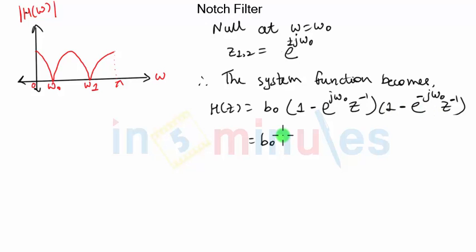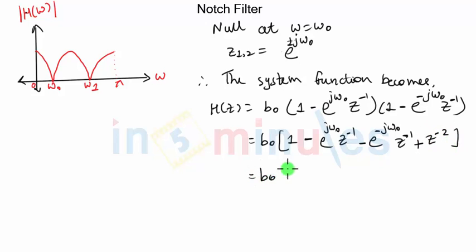If I expand this, I will get b naught times 1 minus e raised to j omega naught z inverse minus e raised to minus j omega naught z inverse. And finally, when I multiply the second term in both the brackets, minus times minus is plus, e raised to j omega naught times e raised to minus j omega naught becomes e raised to 0, which is 1. z inverse times z inverse gives me z raised to minus 2. This can be further written as b naught times 1 minus, if I take minus z inverse outside, then e raised to j omega naught plus e raised to minus j omega naught is nothing but 2 cos omega naught, plus z raised to minus 2. So that's my system function of a notch filter.